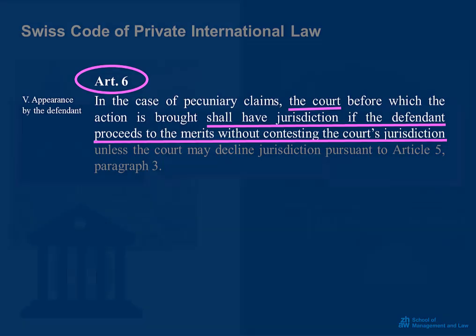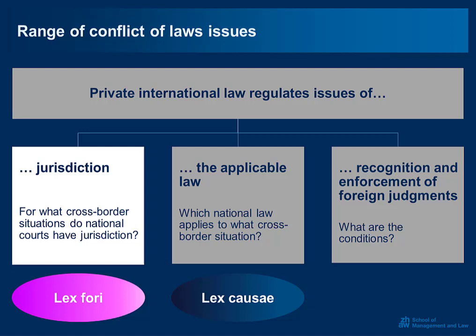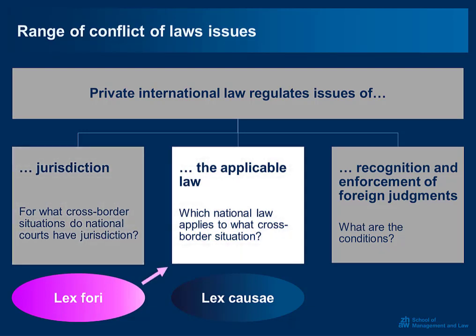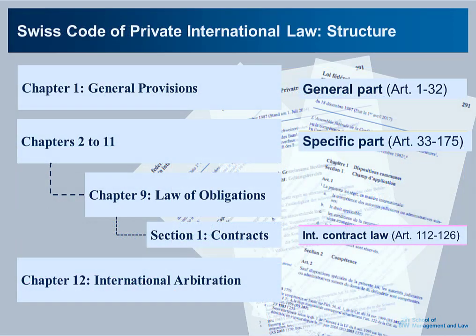Let's assume that the court in Yverdon admits its jurisdiction on those grounds. In that case, of course, the court would refer to Swiss law as the lex fori as far as procedure is concerned, and also with regard to the private international law rules determining the applicable law. So again, we have to go into the Swiss Code of Private International Law, and also in that respect, we have to start by having a look at the specific part, namely Chapter 9, Section 1 on International Contract Law.